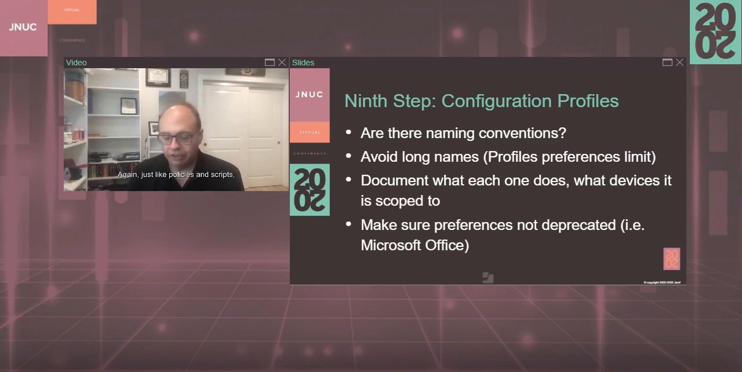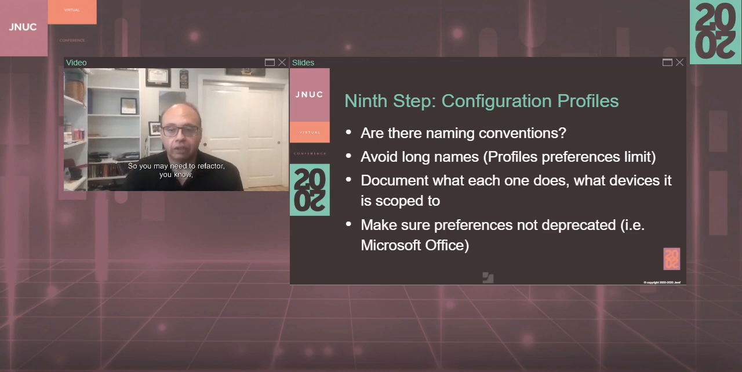Again, just like policies and scripts, you want to document what these configuration profiles do. What keys are they setting and where are they scoped to? Are you scoping Microsoft Office profiles to all devices when not all devices may have Microsoft Office? Maybe you should change that scope. You should also evaluate all of those preference keys to make sure they're still valid. The example I'll give you is all of the Microsoft configuration profiles that I inherited in my current role had a number of keys that were valid a year ago in older versions of Office, but are now deprecated.